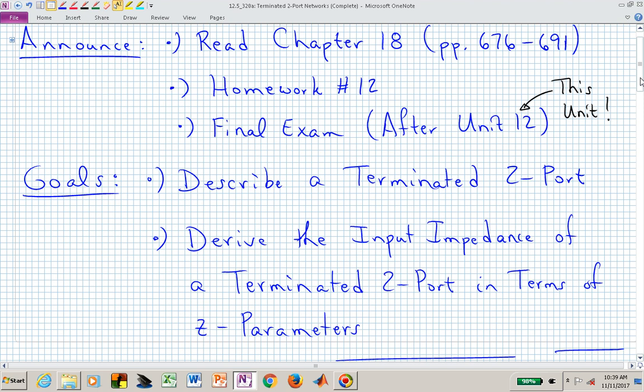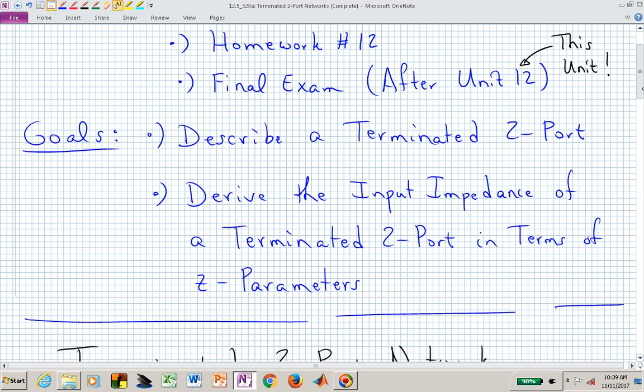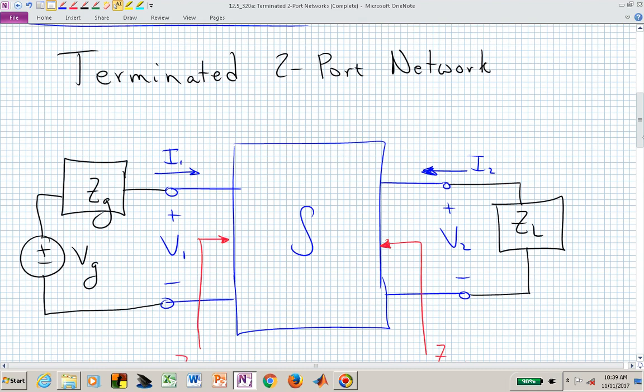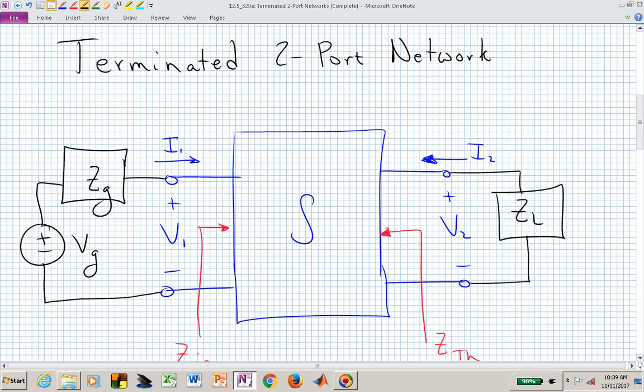And then we'll go ahead and derive one of the relationships, and in this case, I think we're going to do the input impedance of a terminated two-port, but you can identify other characteristics or properties of a terminated two-port. We could identify the output current, I sub 2. We could identify other things, and we'll get into that in just a minute. But here is the graphical description of a terminated two-port.